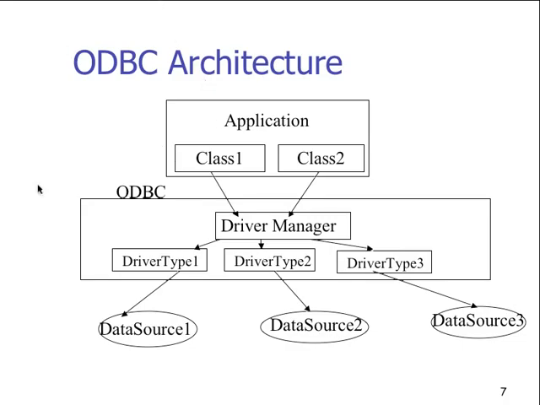So we have the application up here, and then we have class 1, class 2. Think of them as objects. Class implementation number 1, class implementation number 2. Where we're going to connect through, and this is using the ODBC on a standalone computer, where we've got a data manager who's keeping track of data source 1, data source 2, data source 3 that's associated with the data driver type, which might be JDBC, might be ODBC, might be made by different third-party manufacturers.